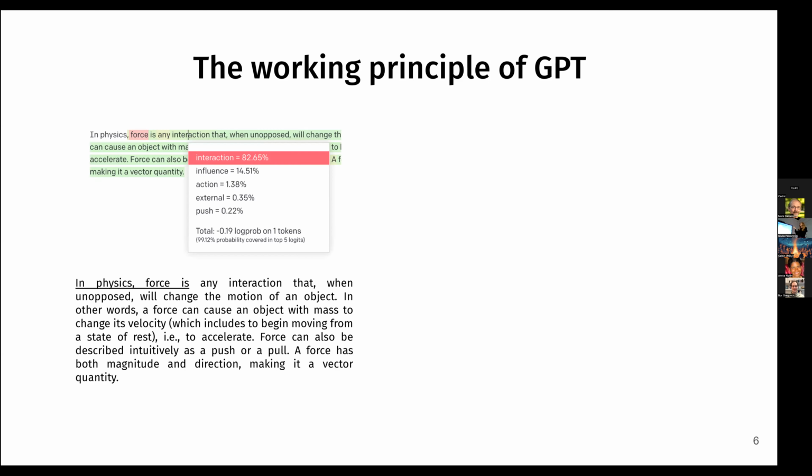So we started writing this sentence: "In physics, force is," and then we let the model go on with the sentence. What we got is exactly a sentence composed by one word after another according to the statistics that it has found in the training data set. In this example, "interaction" is the most likely word to follow "force," with 82.65% probability. This makes sense because force in physics is a technical term, usually defined as an interaction between bodies.